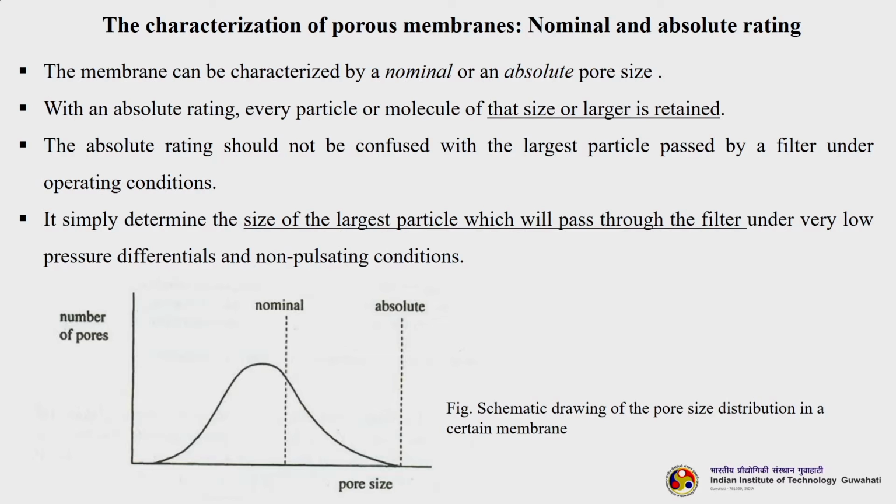With an absolute rating, every particle or molecule of that size or larger is retained. This is your absolute rating. You can understand that anything more than this particular size will be retained on the surface of the membrane. So, we can say 100% rejection. The absolute rating should not be confused with the largest particle passed by a filter. It simply determines the size of the largest particle which will pass through the filter under very low pressure differential and non-pulsating conditions.